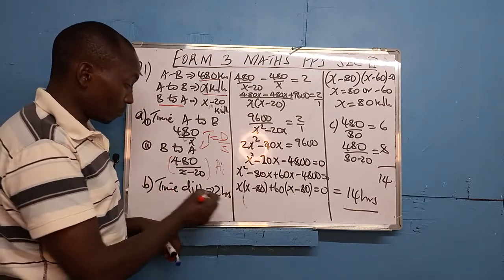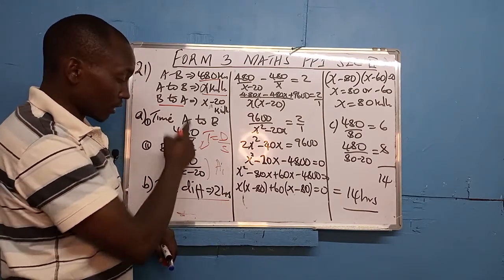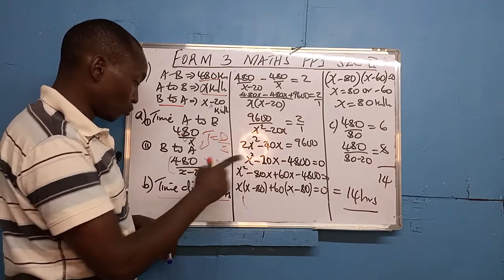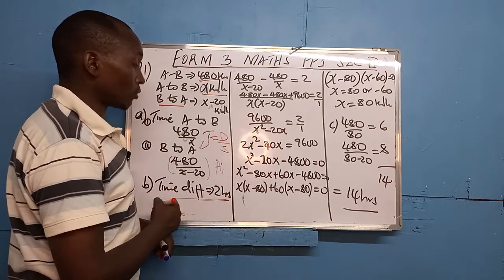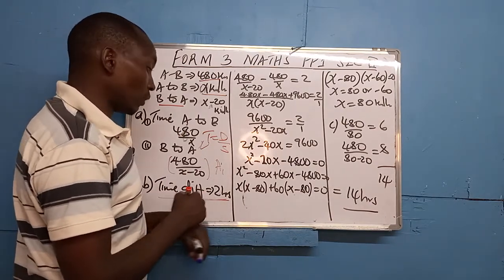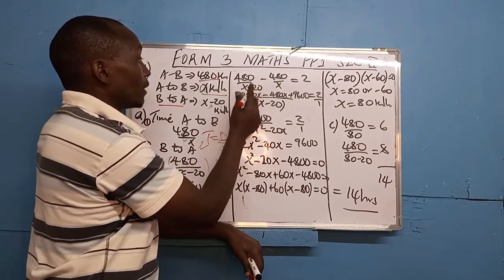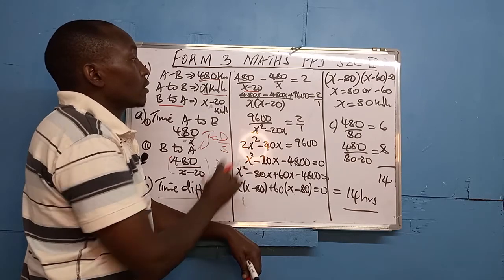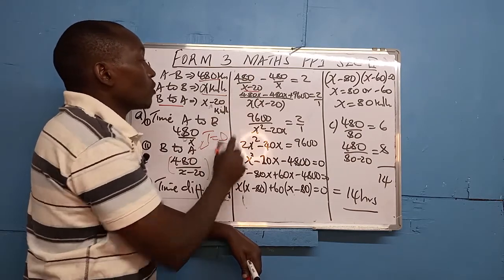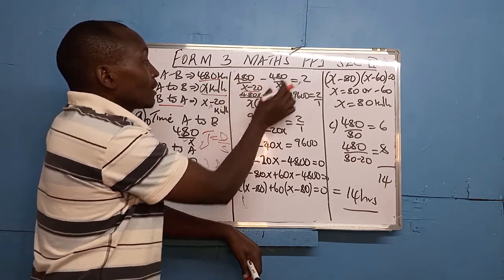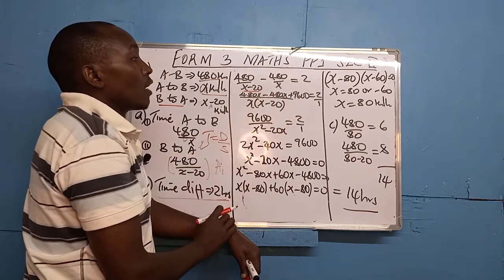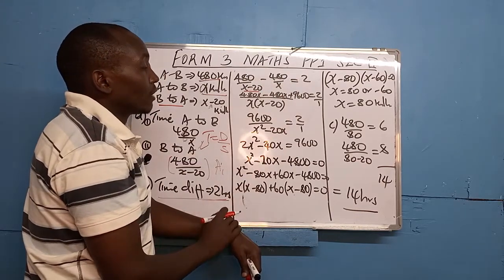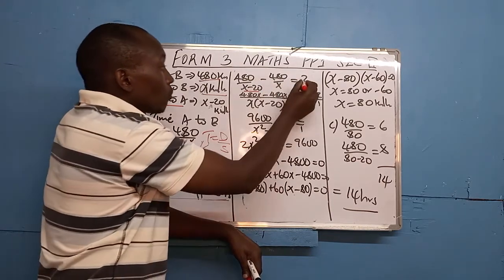Okay, for part B, you're given that the time difference between these two journeys, to and fro, is 2 hours. So we go ahead to form an equation. Remember, when the bus is using less speed, it means it is using more time. So the time for the return journey, subtract the time for the forward journey from A to B, it is equal to 2.